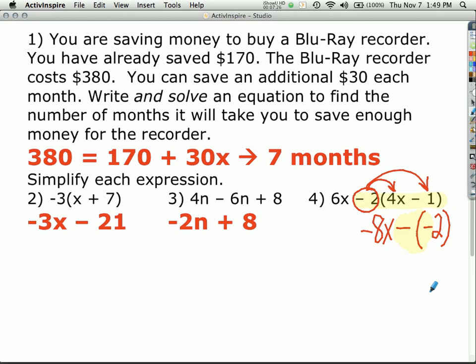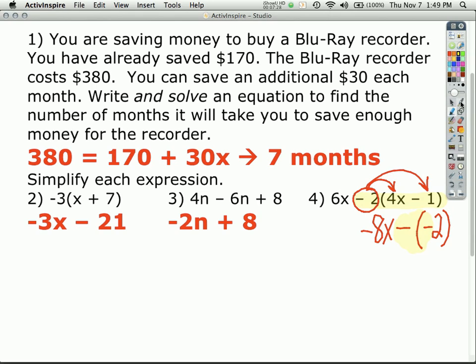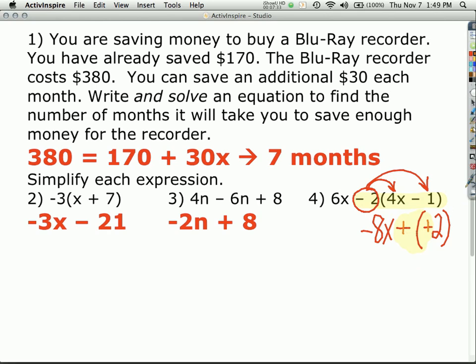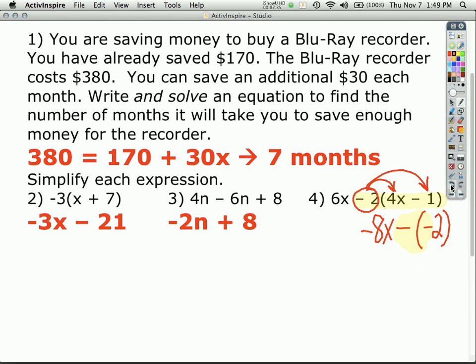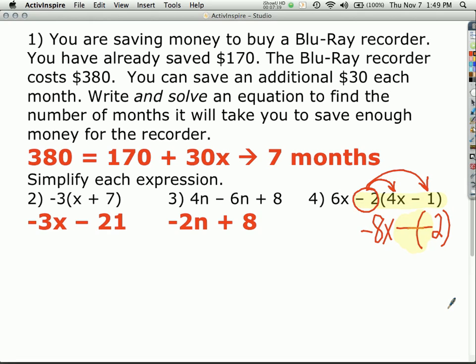Plus 2. There's two different ways to look at it. You can look at it as keep, change, change. Or you can look at it as add a line, change the sign. Either way, it's negative 8x plus 2.